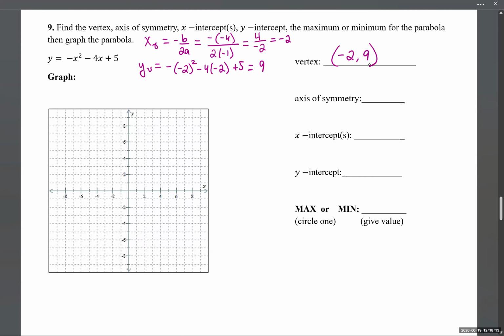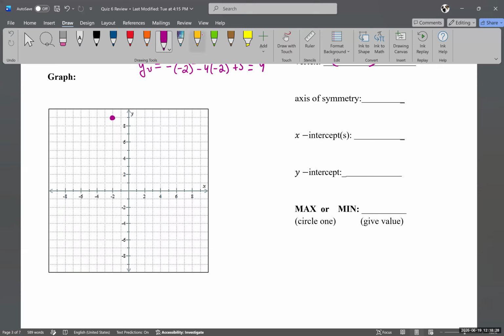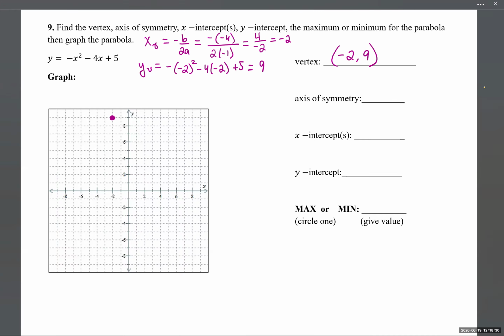We can go ahead and plot it right away. Negative 2 and 9. There it is right here. Okay, axis of symmetry. Now, axis of symmetry always runs through the x-coordinate of the vertex. So it's going to be right here. No calculations needed here. It needs to be an equation, x equals negative 2.